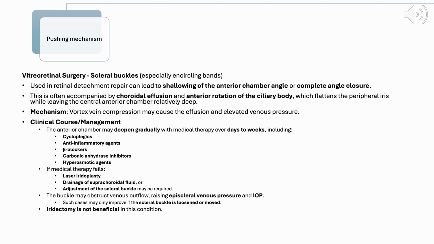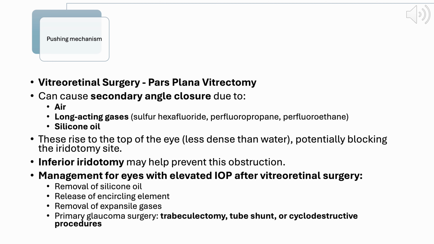It's important to note that the buckle can obstruct venous outflow, which raises episcleral venous pressure and intraocular pressure. In such cases, improvement may only occur if the buckle is loosened or repositioned. Finally, iridectomy is not beneficial in this condition since the mechanism is not related to pupillary block.